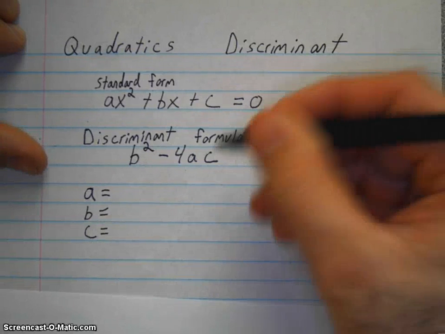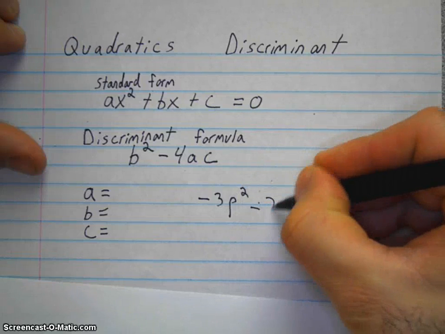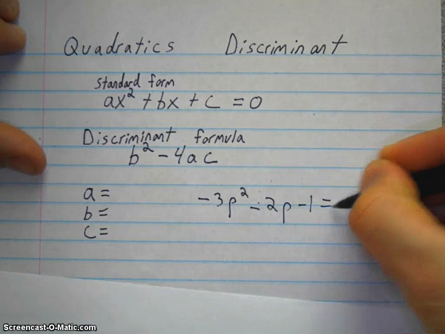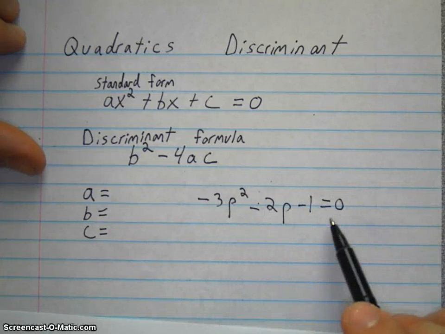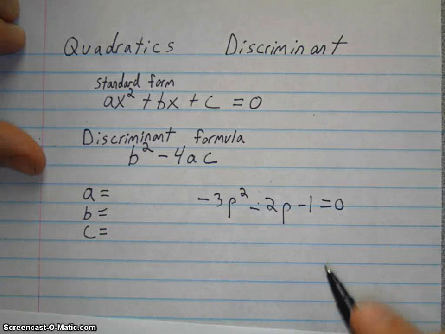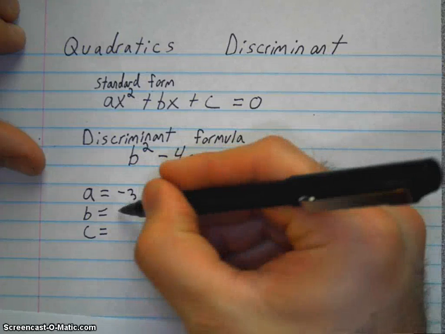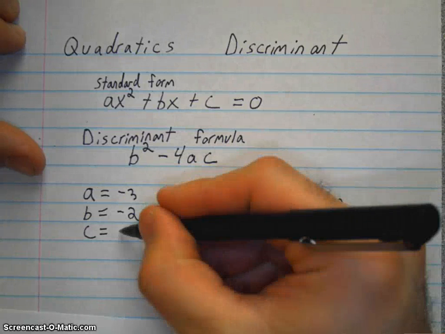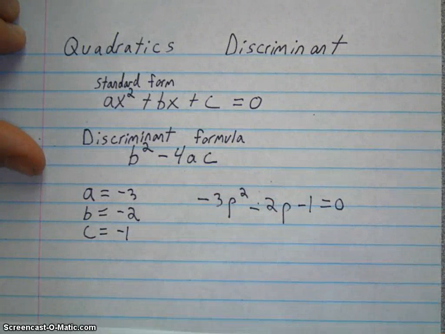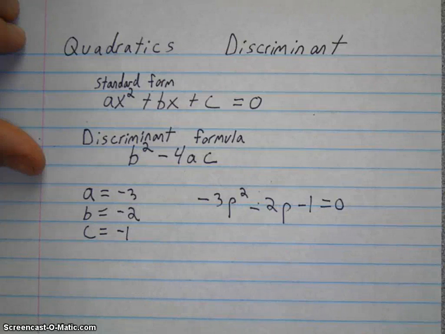So when we're given a problem like negative 3p squared minus 2p minus 1 equals 0, I can see that it's in standard form because it's equal to 0. My a will be negative 3, my b negative 2, and my c, the number all by itself, is negative 1. For me to be able to find the number of possible solutions, I'm going to plug the a, b, c into my discriminant formula.